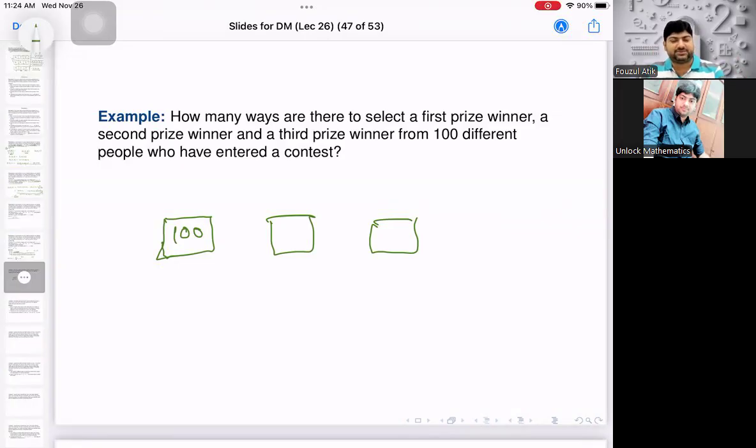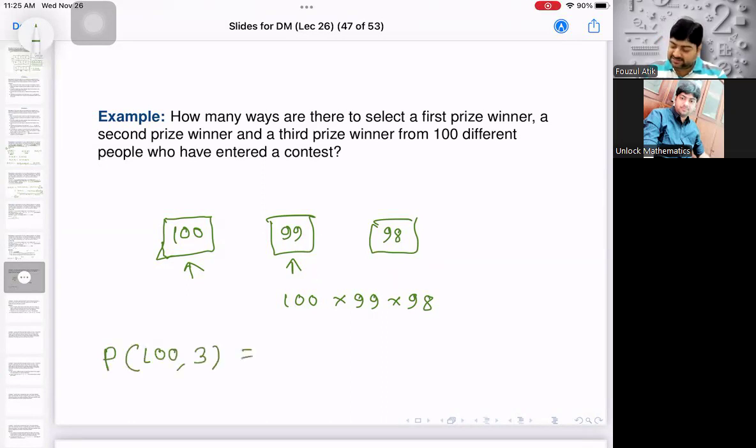Now once I have the first position, I'll choose for the second position. How many ways are there? Because one student already got first position, I have 99 choices available. Once I have first and second position done, how many students are available to get the third prize? 98 students are available. So the total number of ways is 100 into 99 into 98. This is the answer. Basically this is an ordered arrangement. Correct? So you have to find the 3 permutation from a set of 100 elements. So the permutation formula is P(100, 3).